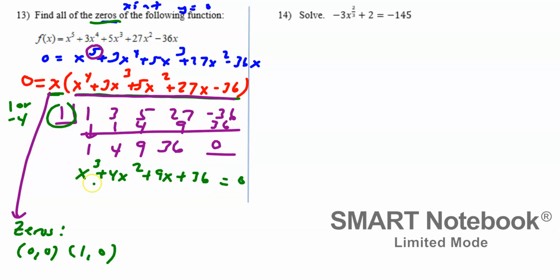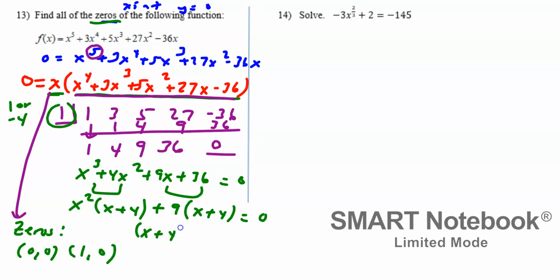Now I have 4 terms, so what if I factor by grouping? Take out an x squared here, and be left with x plus 4. Take a 9 out of here, and also be left with x plus 4. So I continue to factor and I get x plus 4 for one parenthesis and x squared plus 9 for the other parenthesis. We said before from our graph that we thought another answer was negative 4. Well, we proved that it is because we got x plus 4 equal to 0.